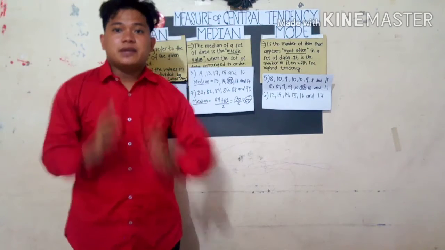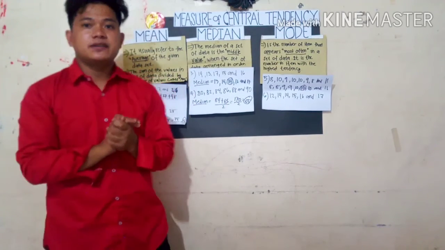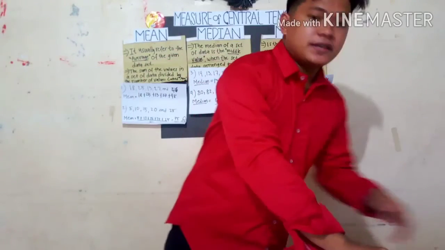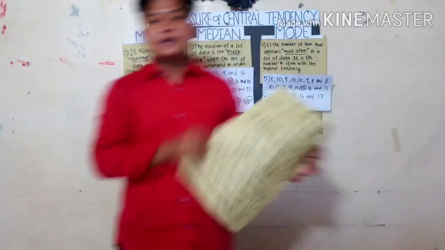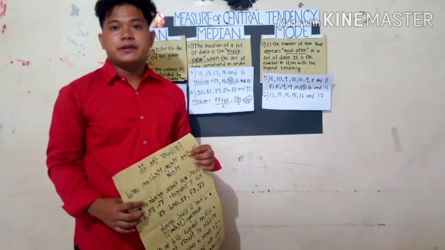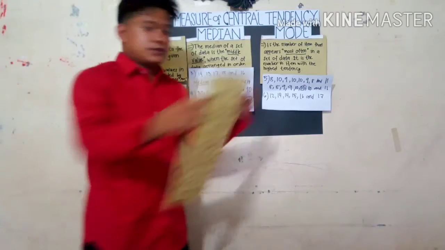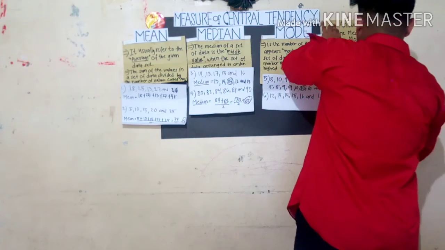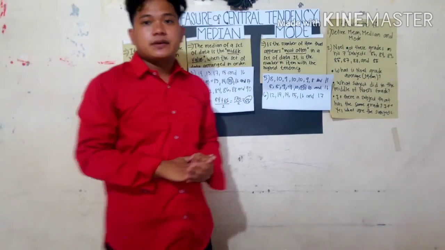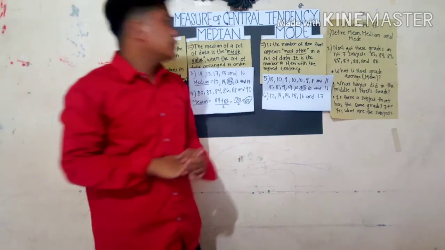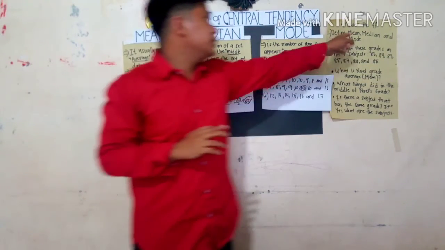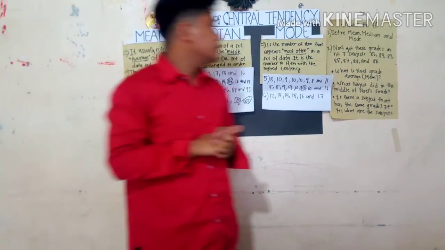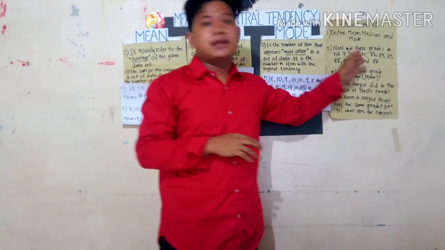So let's have an activity. This activity is done individually. Since there is no more question and you all understand the lesson, please get one whole sheet of paper and answer the following questions. Class, you're now ready to answer these questions? For number 1, you're going to define mean, median, and mode. And for number 2, you're going to answer these problems.